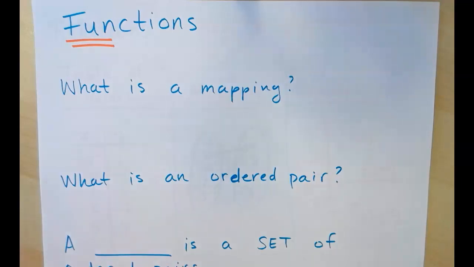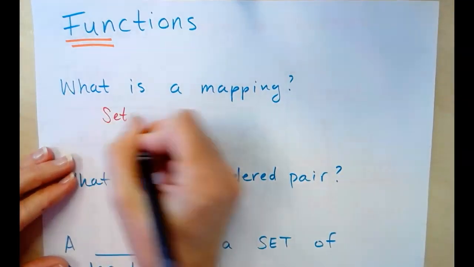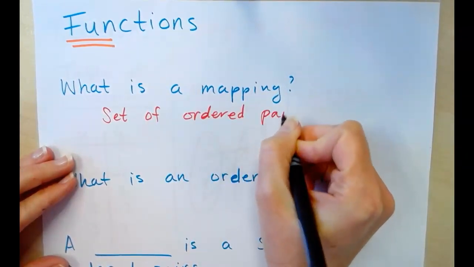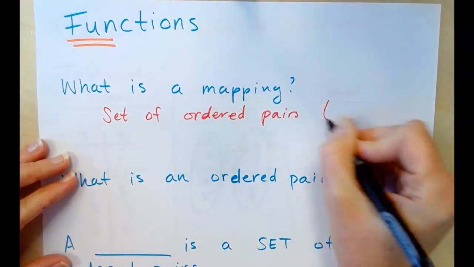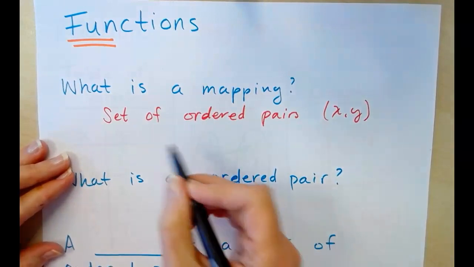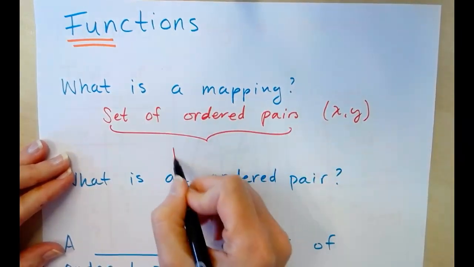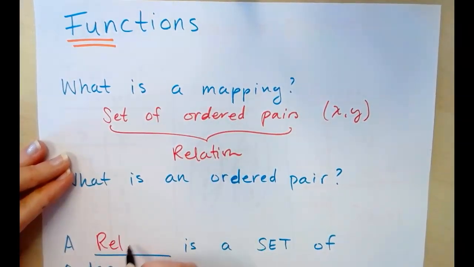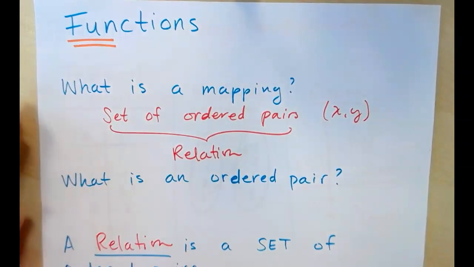So chapter 3 is all about functions, and we're going to be learning in this video exactly what a function is. But first, we're going to start with a mapping. And a mapping is simply just a set of ordered pairs. Ordered pairs. Remember ordered pairs? X's, Y's? We're going to talk about that more in just a second. And a set of ordered pairs takes us to a relation, which I'll go ahead and put right down here since I just answered that blank.